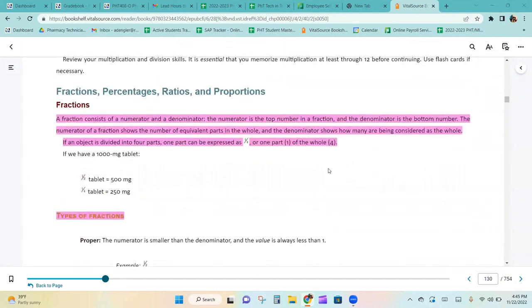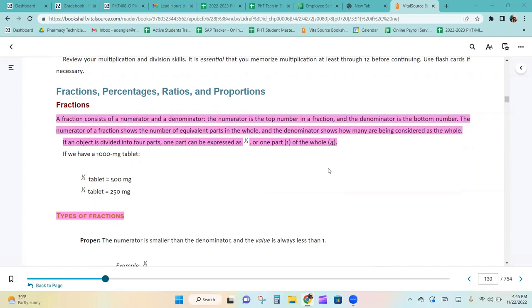A fraction consists of a numerator and denominator. The numerator is the top number in the fraction, and the denominator is the bottom number. The numerator of a fraction shows the number of equivalent parts in the whole, and the denominator shows how many are being considered as the whole. If an object is divided into 4 parts, one part can be expressed as 1/4, or 1/1 of the whole 4.